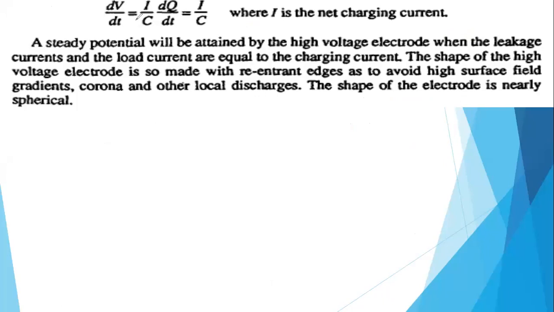So dV by dt is 1 by C into dQ by dt. The formula tells us that Q is equal to C into V. So from this we can say dV by dt is equal to I by C, since Q is equal to CV, so V is equal to Q by C.